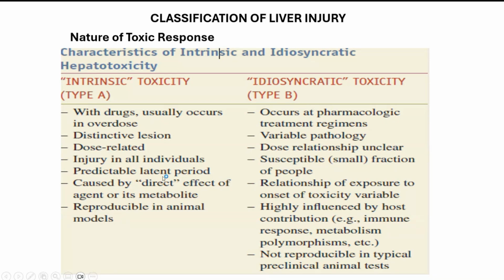Predictable latent period, whereas in idiosyncratic injury the relationship of exposure to onset of toxicity is variable. Intrinsic toxicity is caused by the direct effect of the agent and its metabolite, whereas idiosyncratic injury is highly influenced by host contribution, like immune response, metabolism, polymorphism, etc. Intrinsic toxicity is reproducible in animal models, whereas idiosyncratic toxicity is not reproducible in preclinical animal tests.